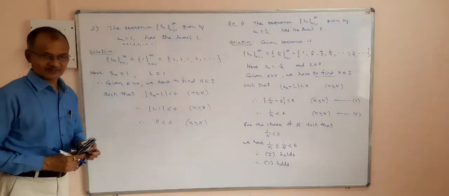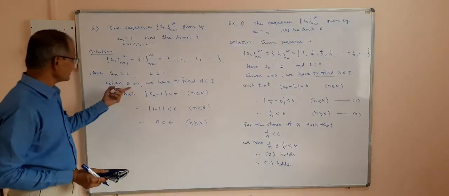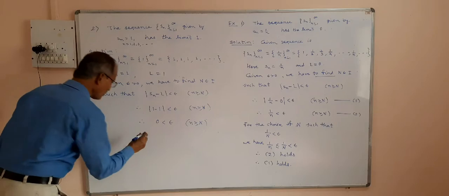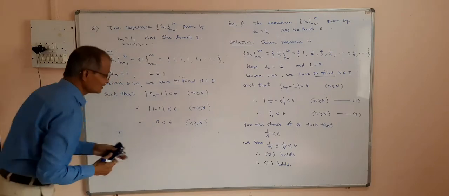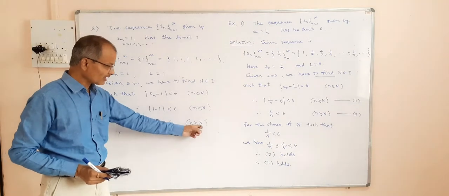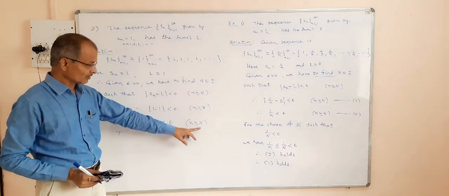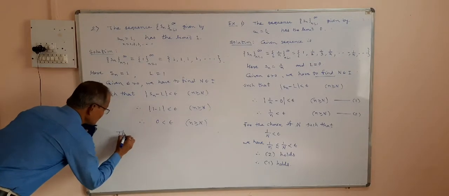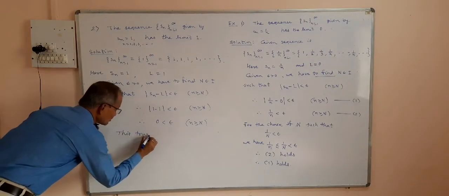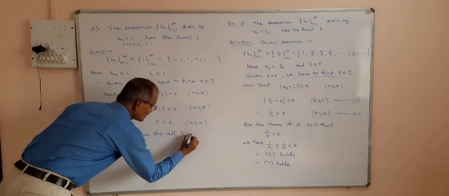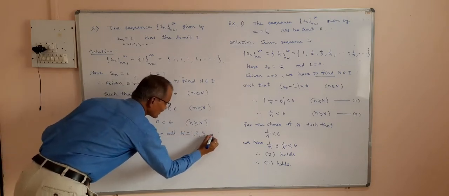And this is obvious because the choice of epsilon is greater than 0, meaning 0 is less than epsilon. So this is true for every n. Actually this does not depend on n, and therefore it is true for capital N equal to the first term only, that is 1. So this is true for all n equal to 1, 2, 3, etc.